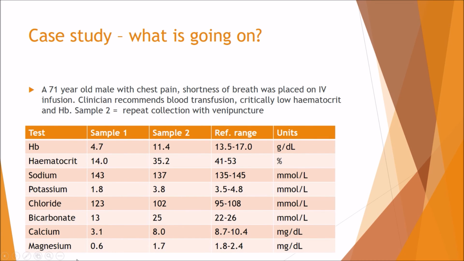and the reference range. So you can see that most of these are a lot lower than the reference range. However, if you look at sample 2, it's higher. This is just taken a few minutes later. But again, you can see how the samples are now a lot closer to the ideal range. So what has happened here? Just have a moment to think, what has happened here to cause this variation in results?